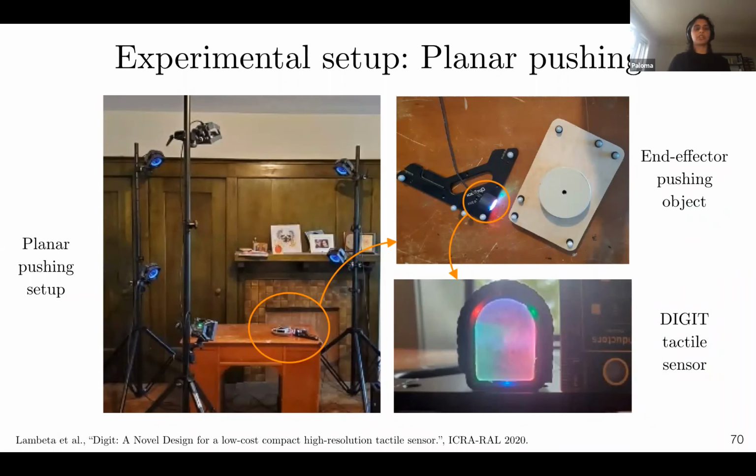We evaluate our approach on tracking object poses during planar pushing tasks. This is the work from the lab at Stuart's home. You see here the experimental setup on the left, which has the motion capture system. On the right are close-ups of the object, end effector, and the DIGIT tactile sensor, which is what we use for experiments. The motion capture system on the left is recording ground truth object and end effector poses for us to train and evaluate our tactile observation models.